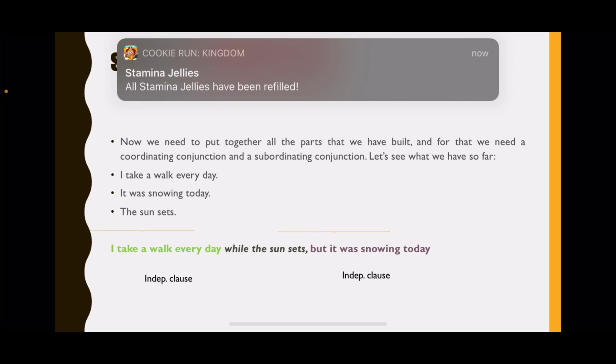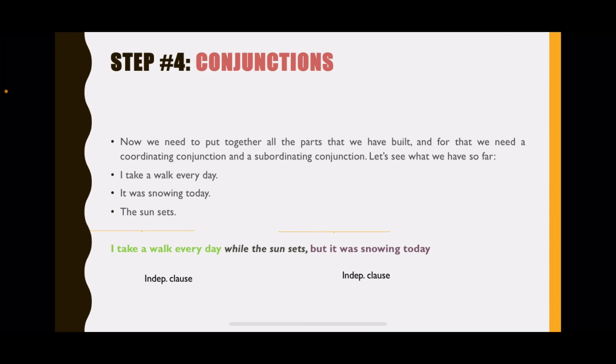As you may see, under that it says independent clause and dependent clause, and the middle one is the other independent clause. So: I take a walk every day. While is the subordinating conjunction we're using on this. The sun sets, but, which is one of the FANBOYS coordinating conjunctions that we need on this. It was snowing today. So we have a full compound complex sentence: I take a walk every day while the sun sets, but it was snowing today. It makes sense, right? Okay.